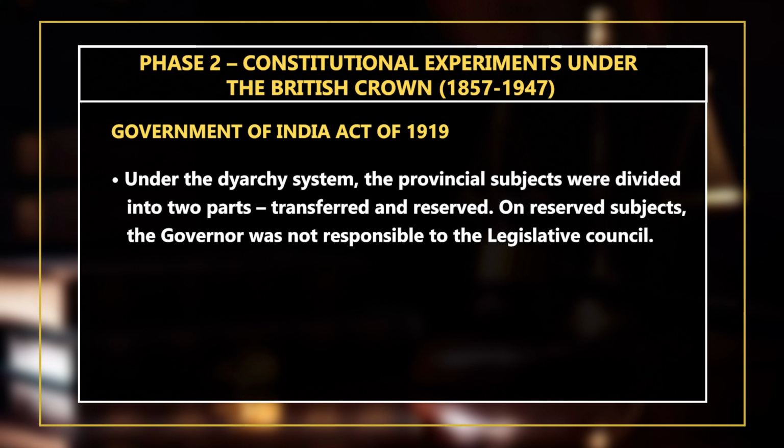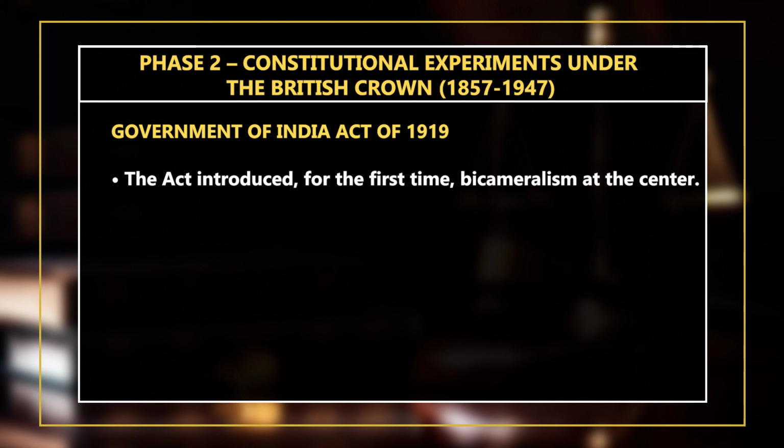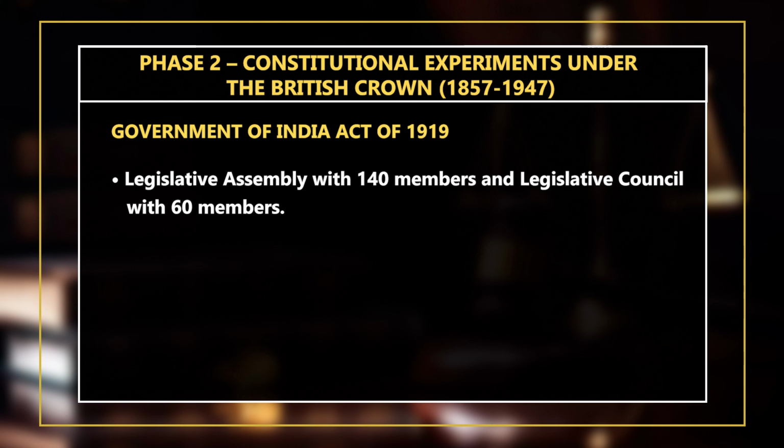Under the Dyarchy system, the provincial subjects were divided into two parts, that is, transferred and reserved. On reserved subjects, the governor was not responsible to the Legislative Council. The Act also introduced for the very first time bicameralism at the centre level. Legislative Assembly with 140 members and Legislative Council with 60 members were made.